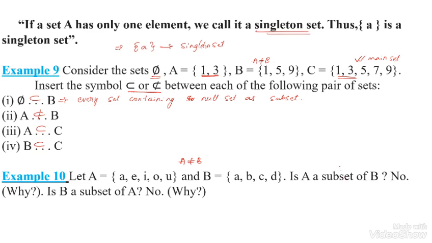So I can write the solution here: A is not a subset of B because A contains elements other than B's. Next, is B a subset of A? No. B is also not a subset of A because B contains a, b, c, d, but A does not contain the elements a, b, c, d.